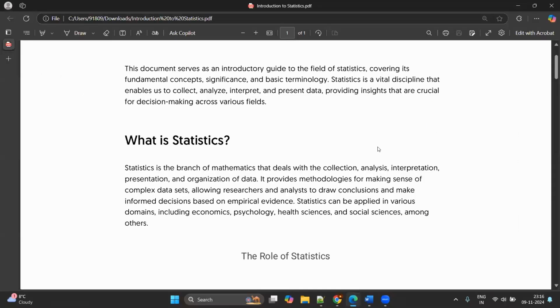Let's try to understand the basic or formal definition. Statistics is the branch of mathematics that deals with collection, analysis, interpretation, presentation, and organization of data. It provides the methodologies for making sense of complex data sets, allowing researchers and analysts to draw conclusions and make informed decisions. Statistics is used in almost every domain, including YouTube statistics, mobile usage statistics, food manufacturing industries, wars, economics, whatnot. In any domain, you will have statistics because in any domain, you have data.